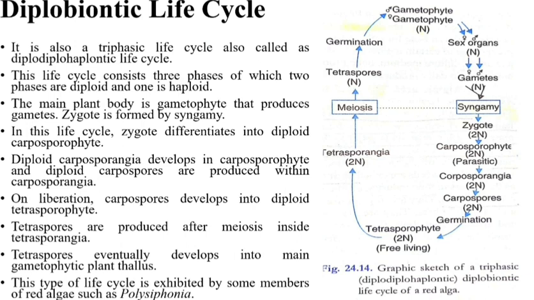Tetraspores are produced after meiosis inside tetrasporangia, so they are haploid. A tetraspore eventually develops into the main gametophytic plant thallus. This type of life cycle is exhibited by some members of red algae such as Polysiphonia. So this is all about the different types of life cycles present in different classes of algae.